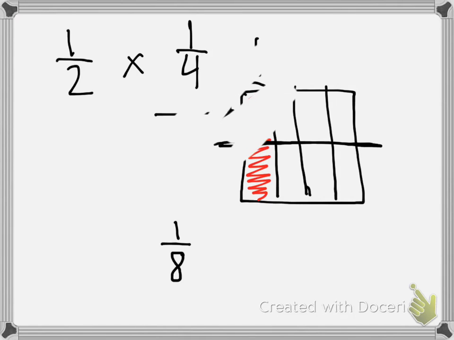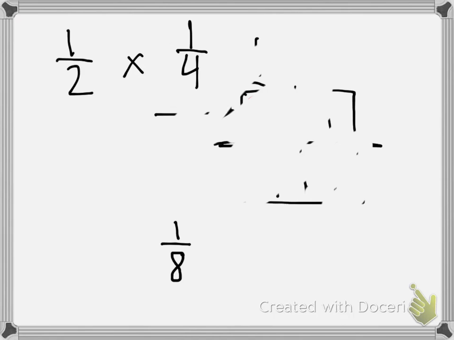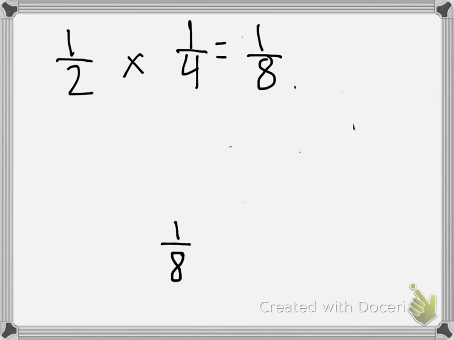If we look at that, do some quick erasing here for you. If we just do this numerically, it's really quite simple because we can just multiply straight across. 1 times 1 equals 1. And 2 times 4 equals 8. And there is our numerical answer, 1/8.